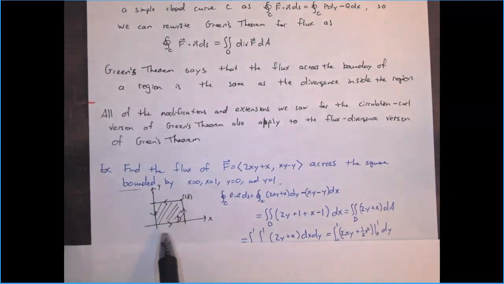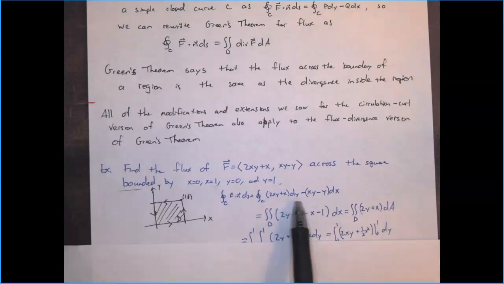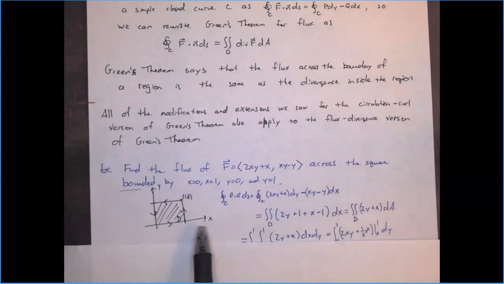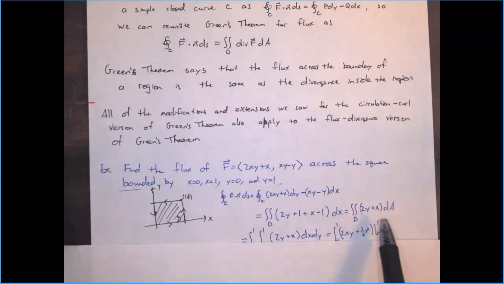If we wanted to compute the flux, we would need to set up 4 line integrals, 1 integral for each line segment here. And they'd be pretty easy line integrals to set up. It wouldn't be that much work. So we could compute this line integral of 2xy plus x dy minus xy minus y dx. But instead of doing that, let's compute the divergence inside this square. So the divergence of this vector field, I take the partial derivative of the first component with respect to x to get 2y plus 1. And I add the partial derivative of the second component with respect to y, which is x minus 1. And so the divergence of this vector field is 2y plus x.